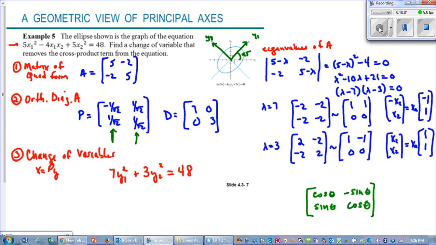But you see that this is just a rotation. All we've done is rotate all the points from that standard position for that ellipse through that angle, so that you can see that those columns of P match up with a rotation of 45 degrees or 135 degrees. Okay, so that's one application of a change of variable and what it's doing geometrically.